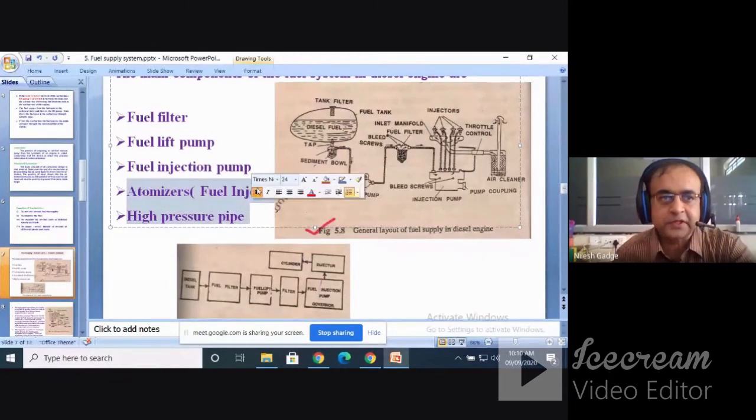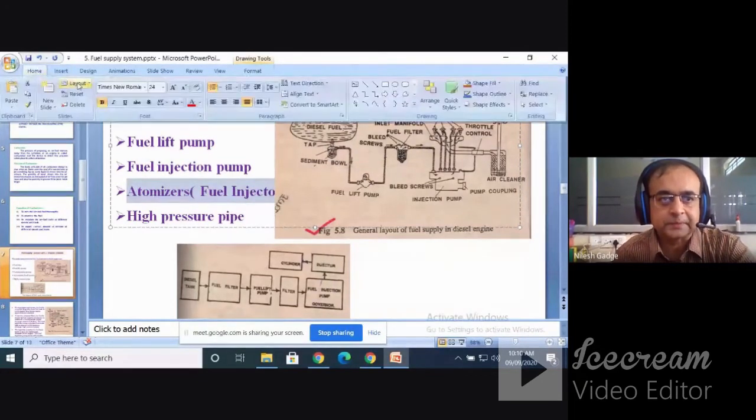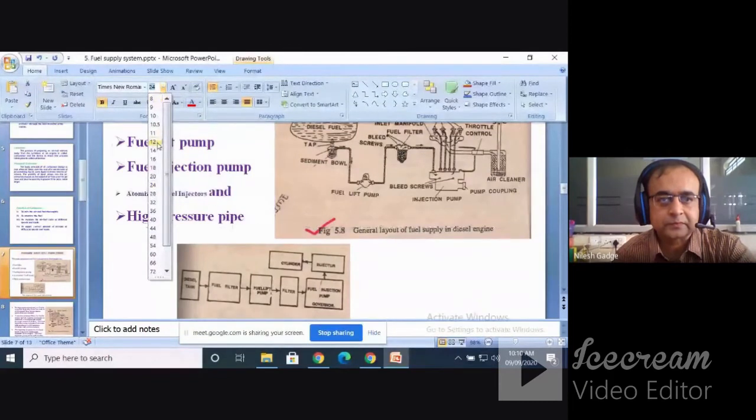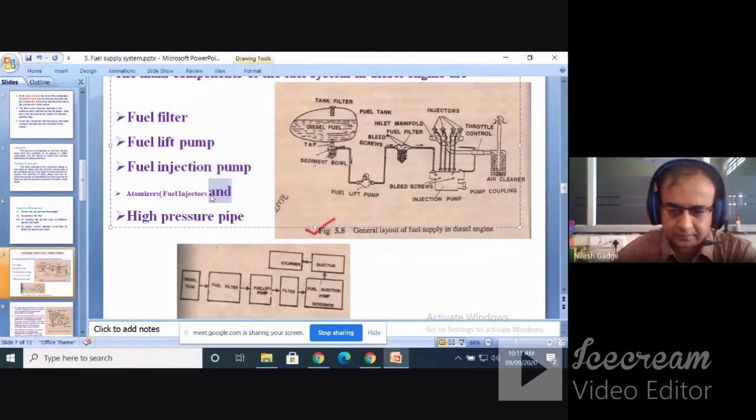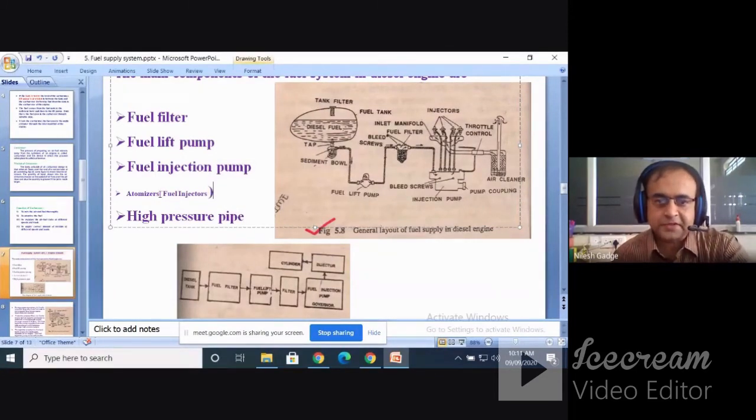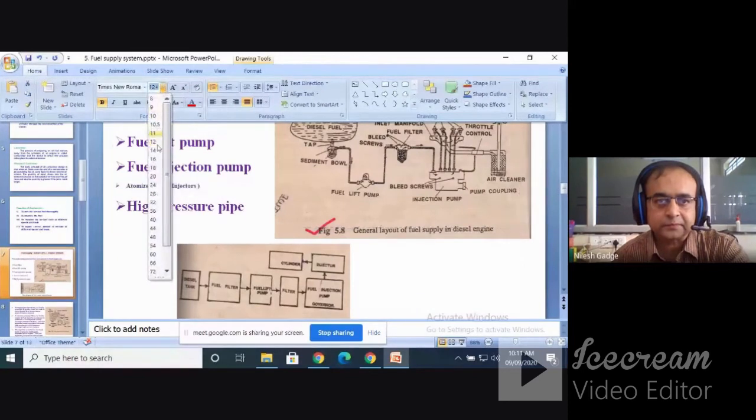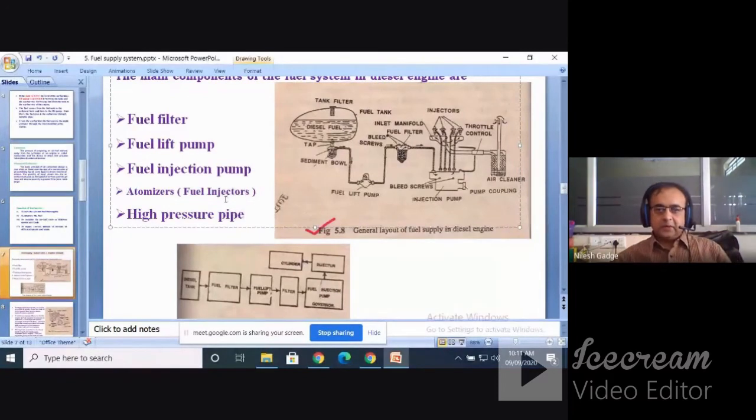So these fuel injectors are also known as the atomizers. Atomizers means they are the fuel injectors. Here it is, and the high pressure pipe. Say these are the four pipes: one, two, three, four. These pipes are the high pressure pipe.